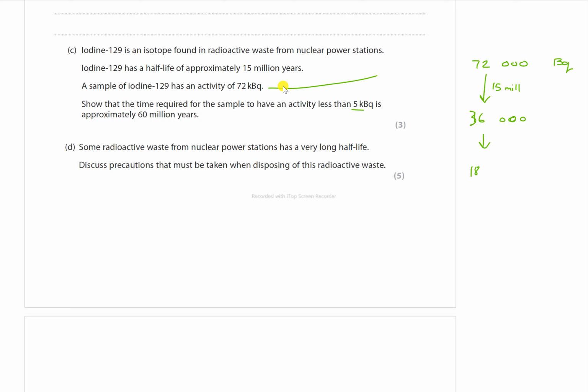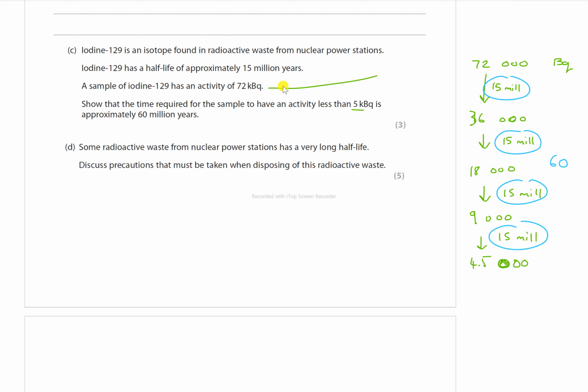Half of 36 is 18. That's taken another 15 million years. Half of that is 9. That's another 15 million. Half of that is 4.5 K. That's another 15 million. So if you add these 15 millions, 15 and 15 is 30, 15 and 15 is 30, and 30 and 30 is 60.